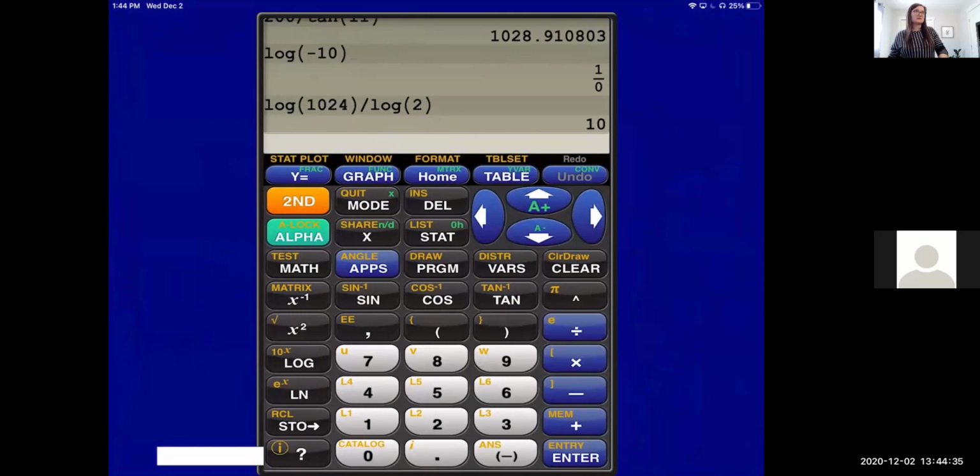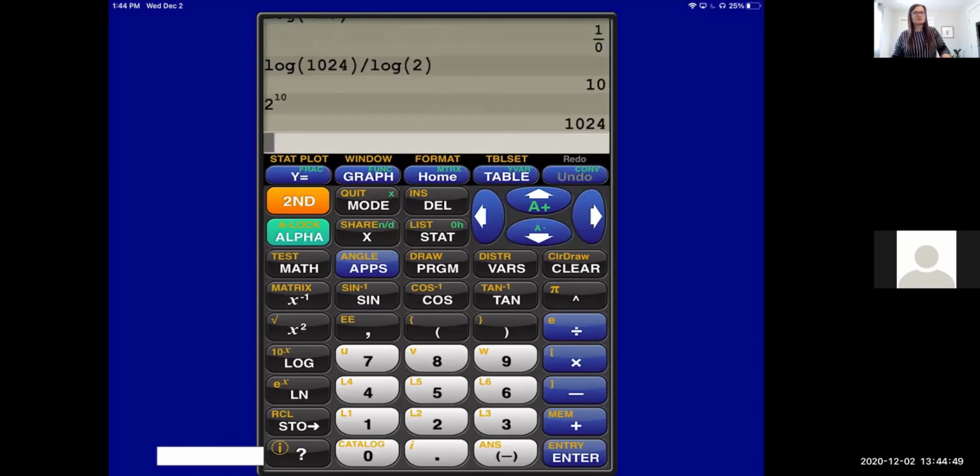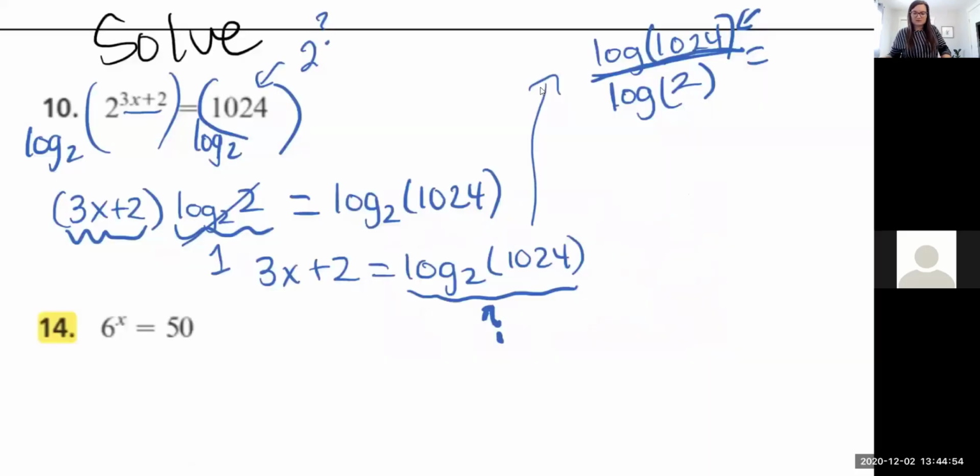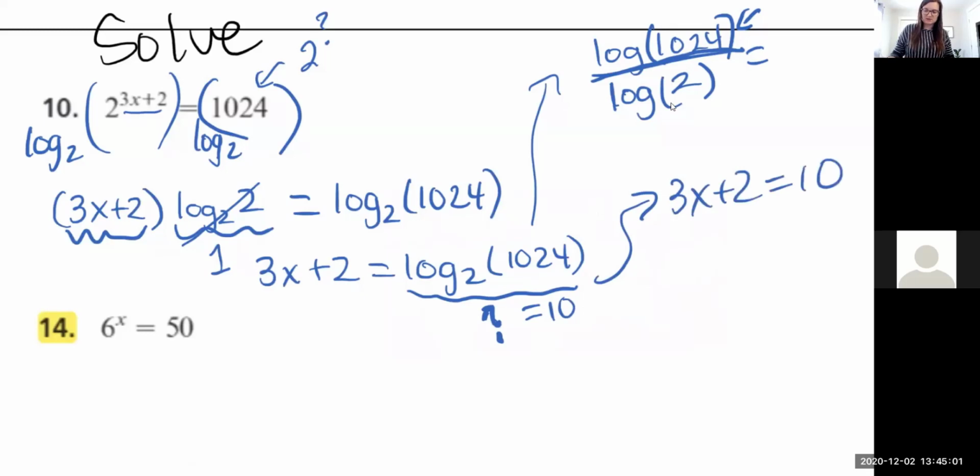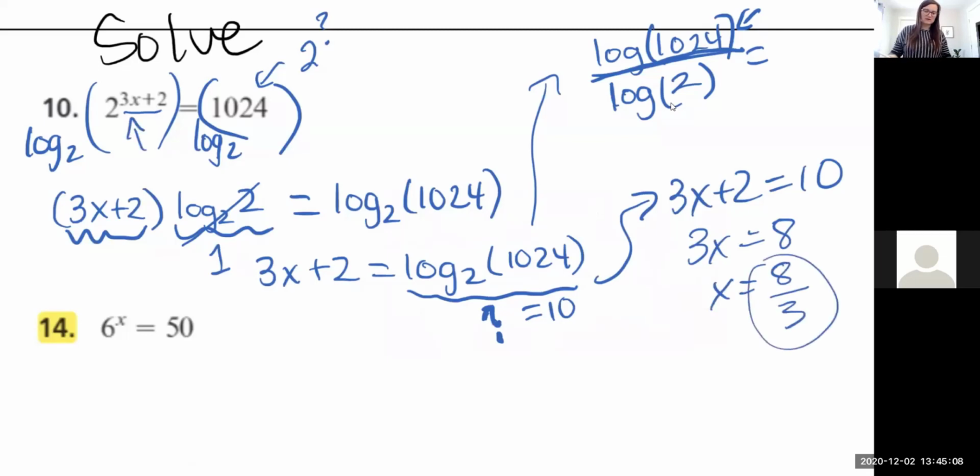So what does that mean? I think we have a 10. So 10 means that 2 to the power of 10 is 1024. Let's check that. 2 to the power of 10 is 1024. So we've just found a way to inverse that. Okay, so this equals 10. So therefore, 3x plus 2 is 10, and we can subtract 2 from both sides, and we get 8/3 as our answer. And then we want to just double check and make sure that works.